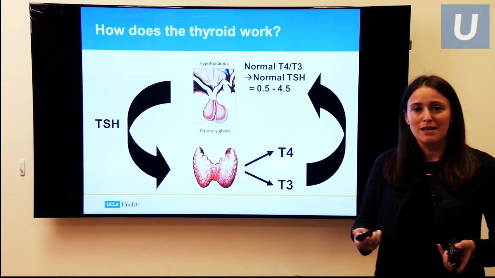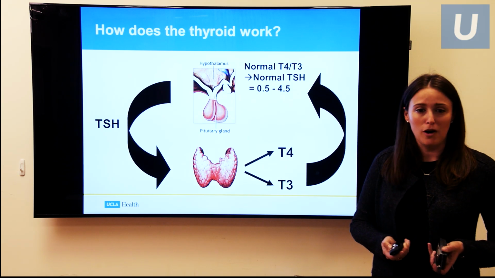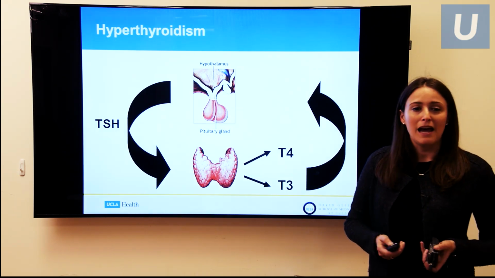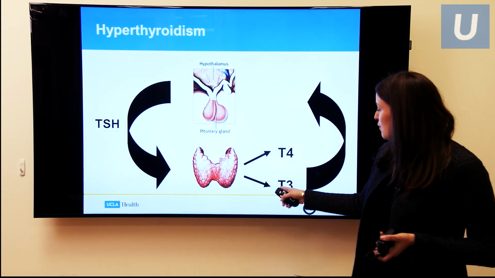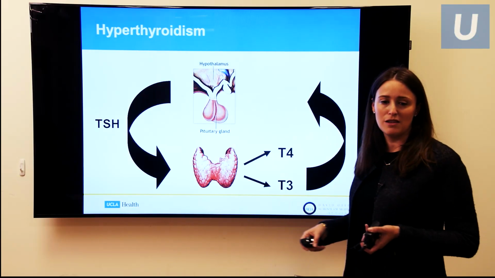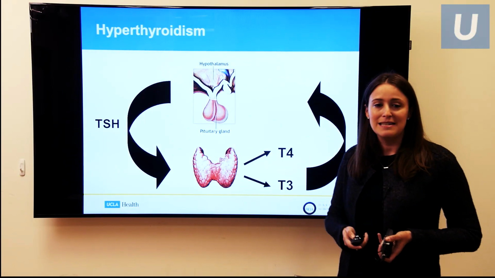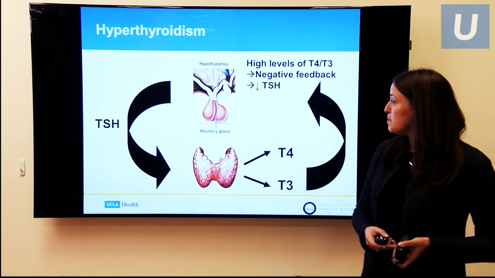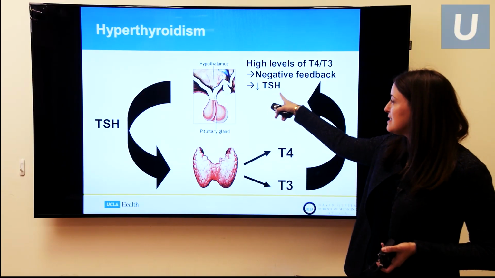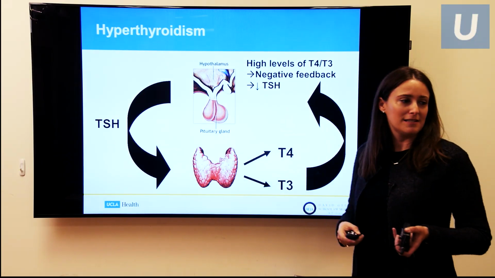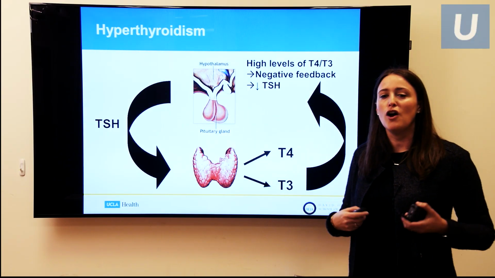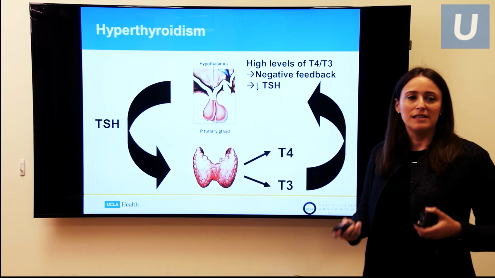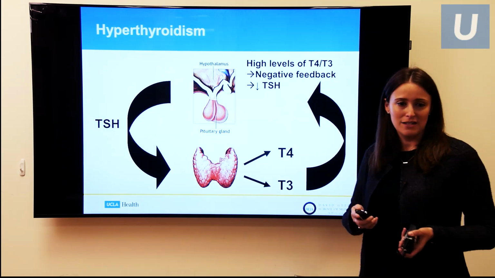Now, sometimes those systems don't work properly, and in hyperthyroidism, we can get an overproduction of T4 and T3, and that has negative feedback at the level of the pituitary gland and causes the TSH to go down. So this is sometimes a little bit tricky, but an overactive thyroid leads to a low TSH.